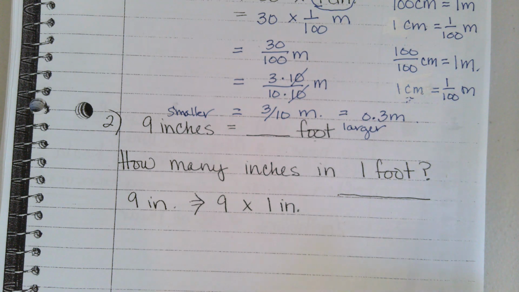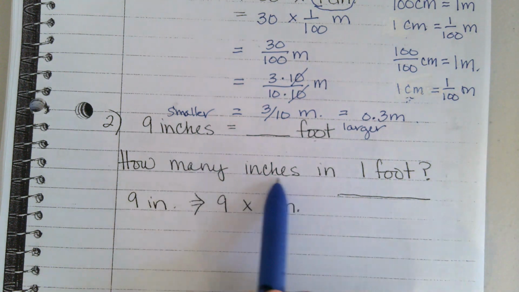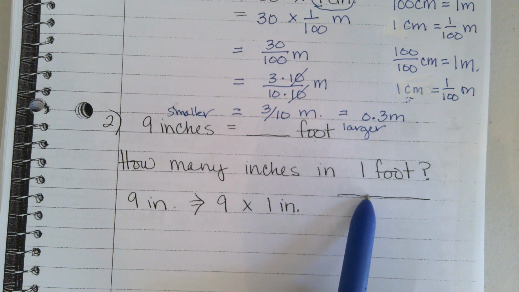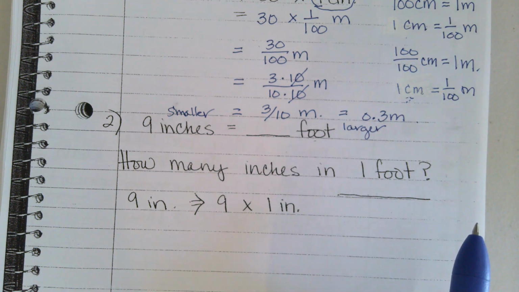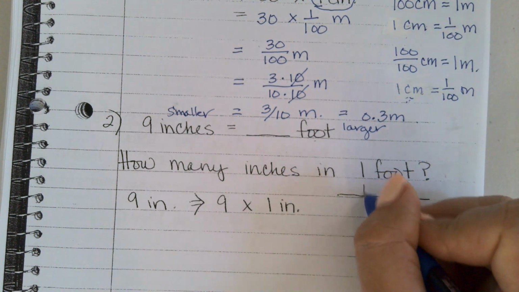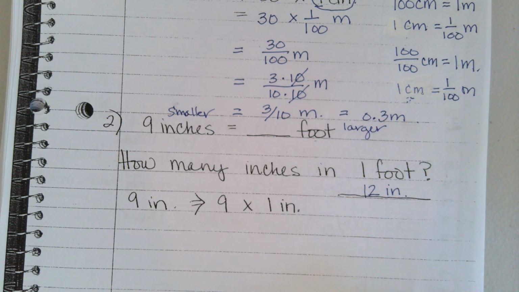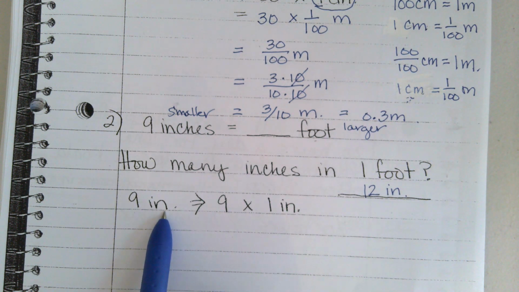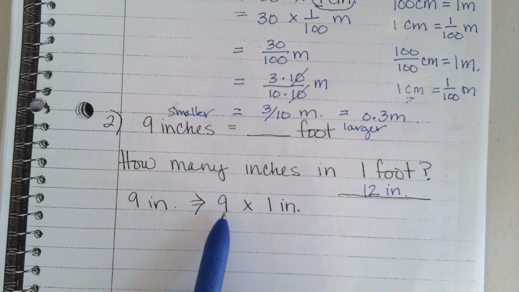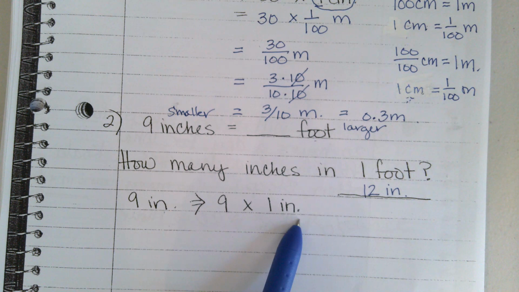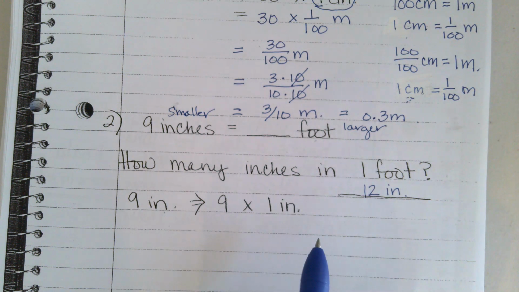Okay, so how many inches are in 1 foot? There are 12 inches in 1 foot, isn't that right? So think about this for a minute. 9 inches is the same as 9 copies of 1 inch, right? So what fraction of a foot is 1 inch?